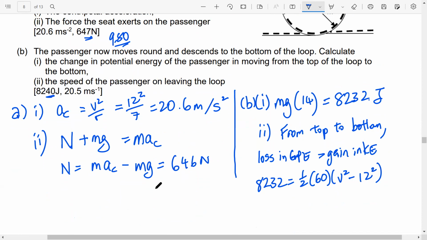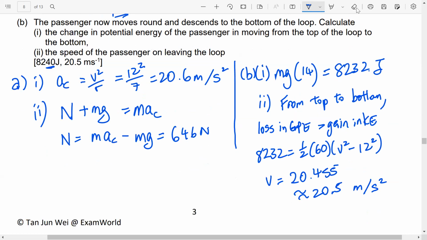So 8232 divided by 30, plus 144, square root. I get 20.455, which is around 20.5 meters per second.